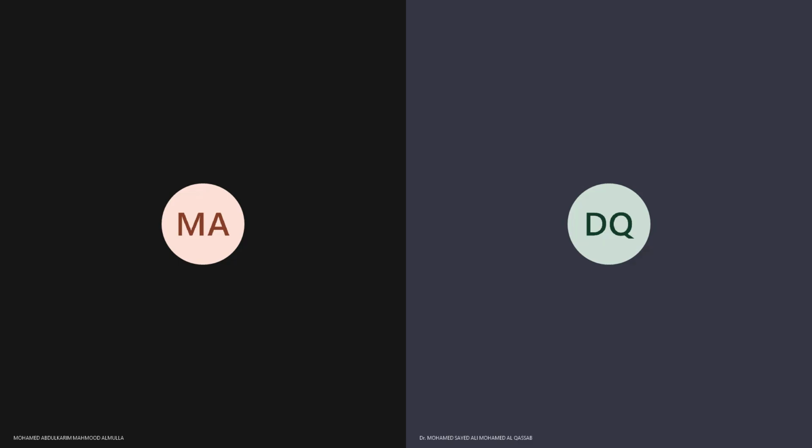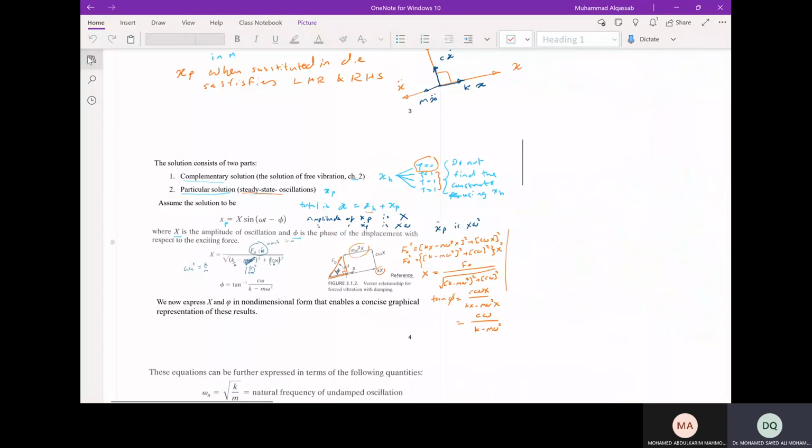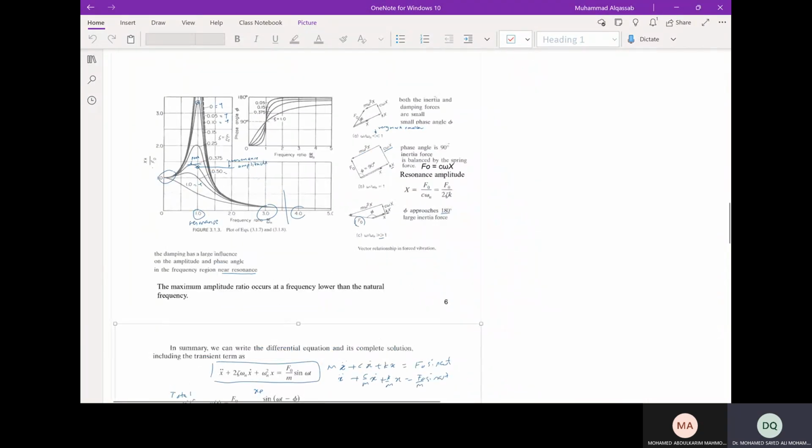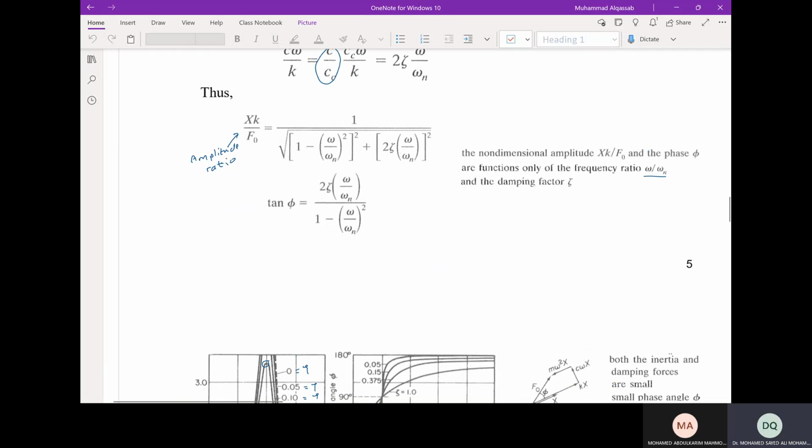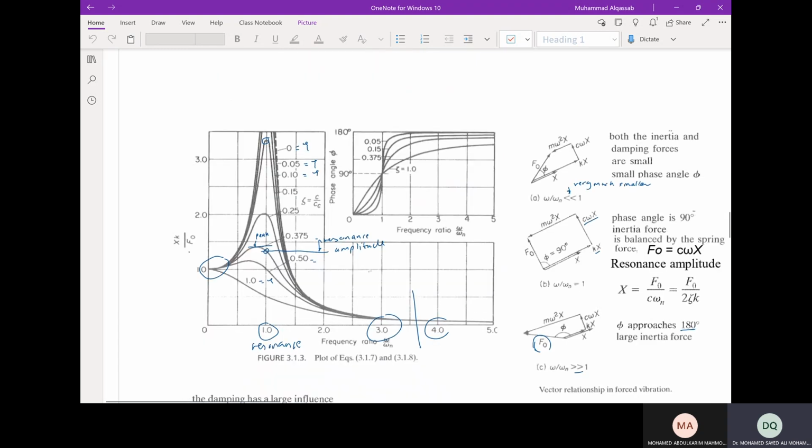Okay, so what we did last time is we plotted the amplitude ratio xk over F naught versus omega over omega n and zeta. There are two parameters affecting the amplitude ratio and the phase. And then we discussed the three regions: omega over omega n less than 1, omega over omega n equal to 1, and omega over omega n greater than 1. And if omega over omega n is very much less than 1, the phase will be almost 0.